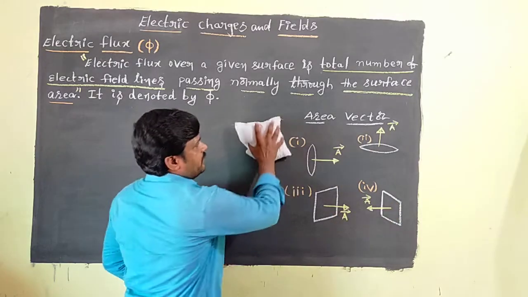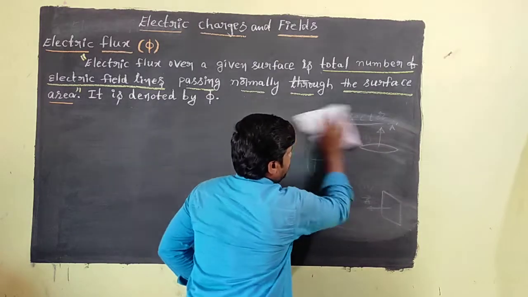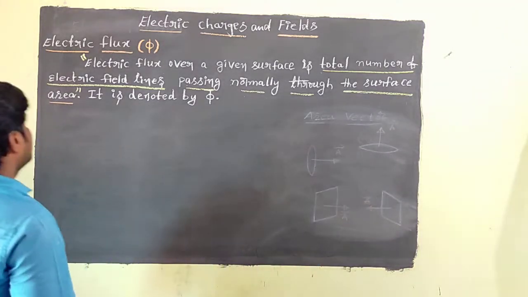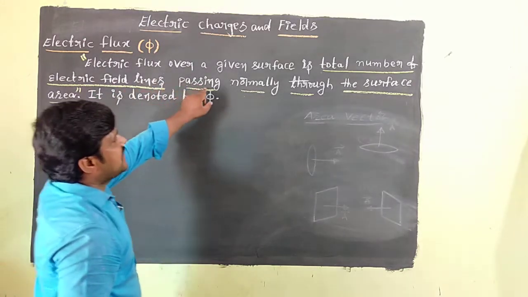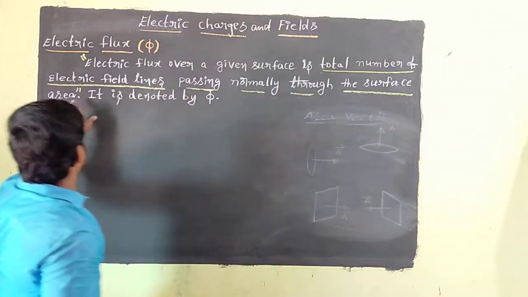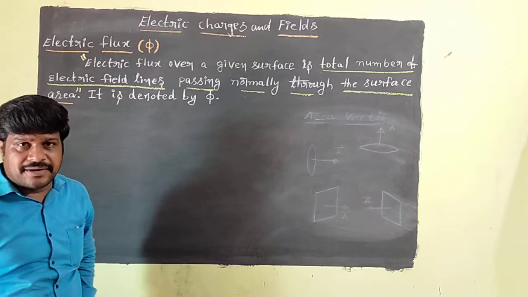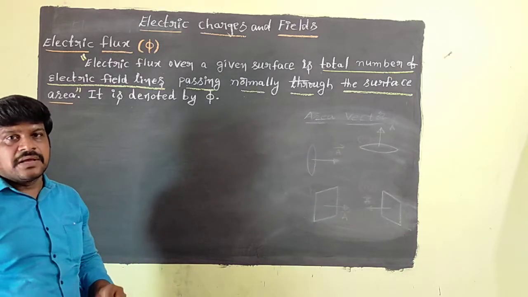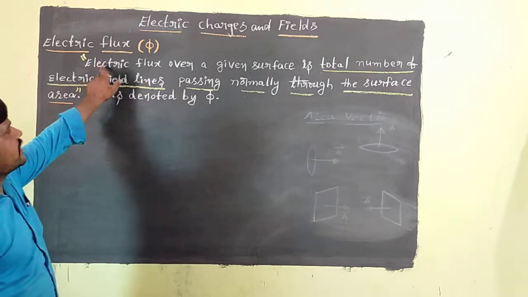Right. Now after the area vector, let's come to electric flux. Electric flux is nothing but the total number of electric field lines passing normally through the surface area. If a number of electric field lines pass through one surface area, those total lines together are called electric flux.